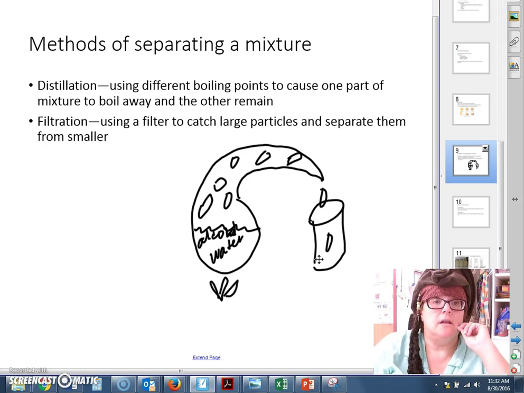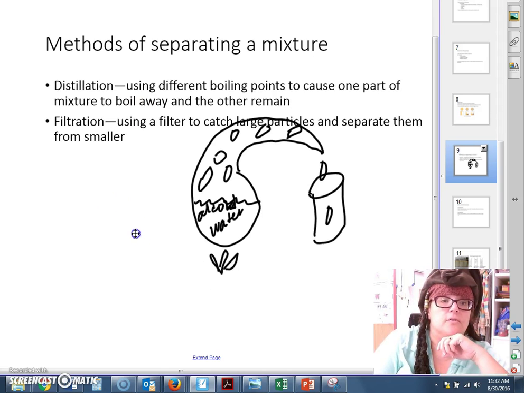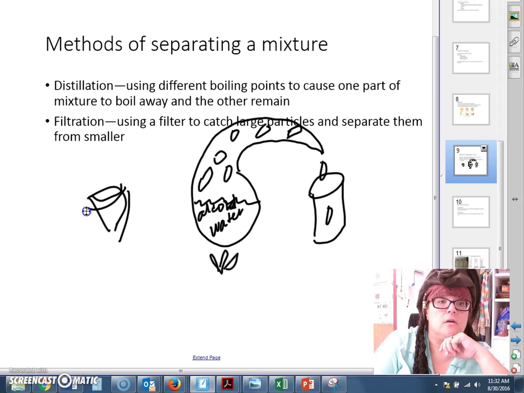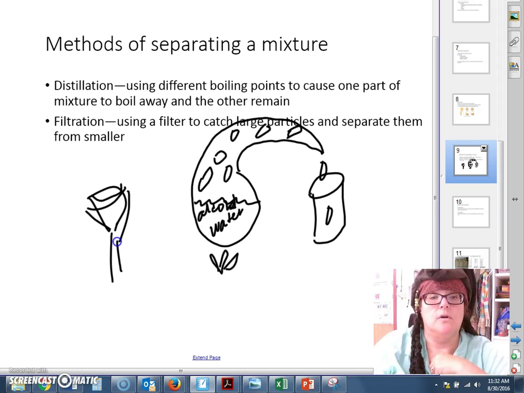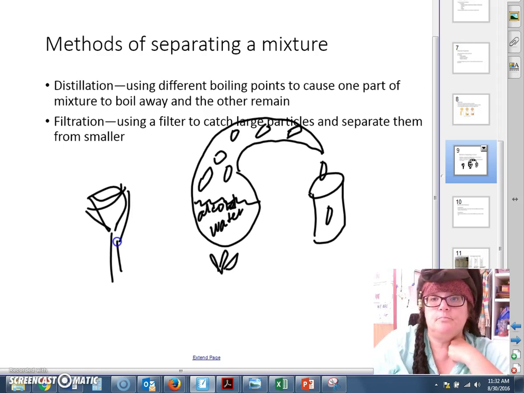Another way you can separate particles is through filtration. You can use a filter or filter paper, make a little cone out of it, put it into a funnel, and that's exactly what we're going to do this week for our lab.